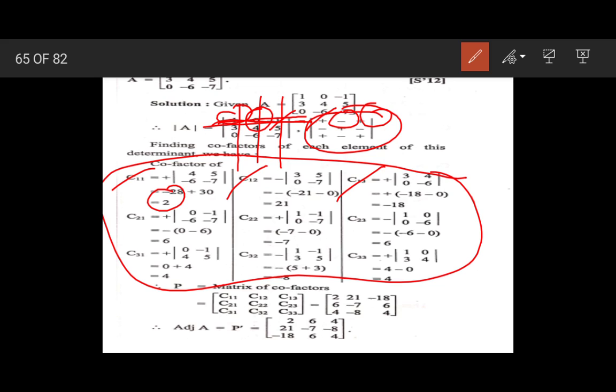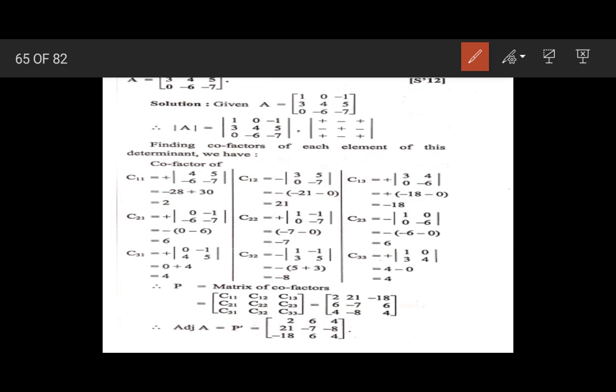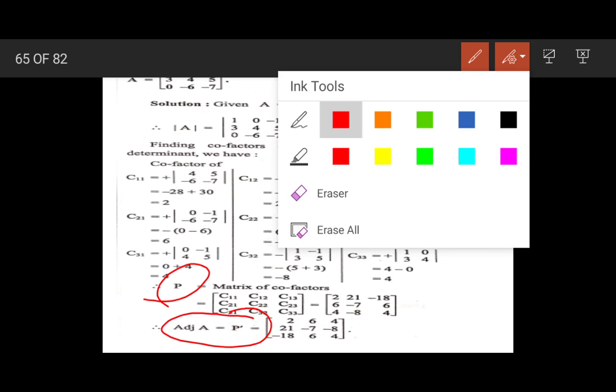Similarly for the second row, C21, C22, C23. Similarly for the third row, C31, C32, C33. So find cofactors for all the elements. After finding cofactors, write the cofactor matrix, and then the adjoint will be the transpose of the cofactor matrix.